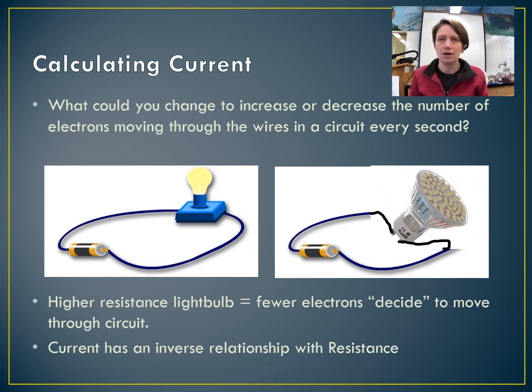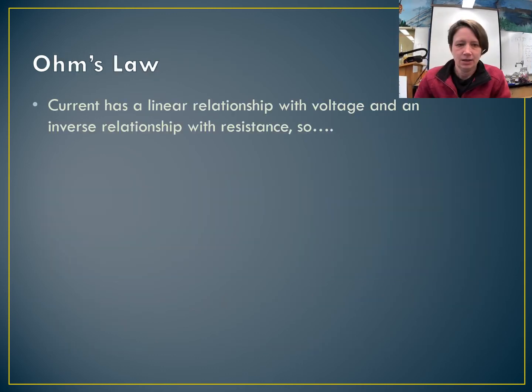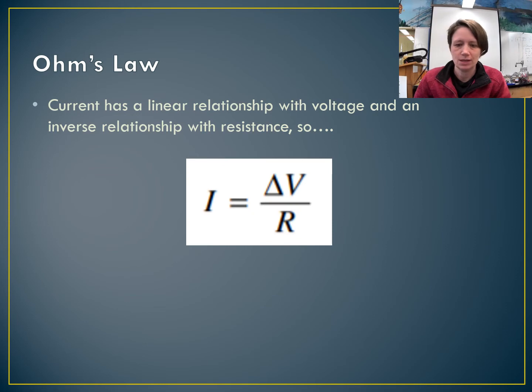You may have heard the saying, take the path of least resistance. That's true in these circuits as well. So we get more current flowing if there is a lower resistance. So we know that current has a linear relationship with voltage and current has an inverse relationship with resistance, which means that I is going to be equal to delta V divided by R.